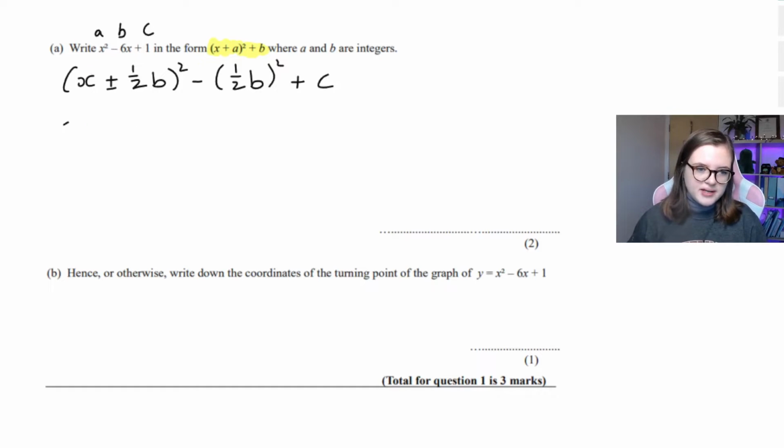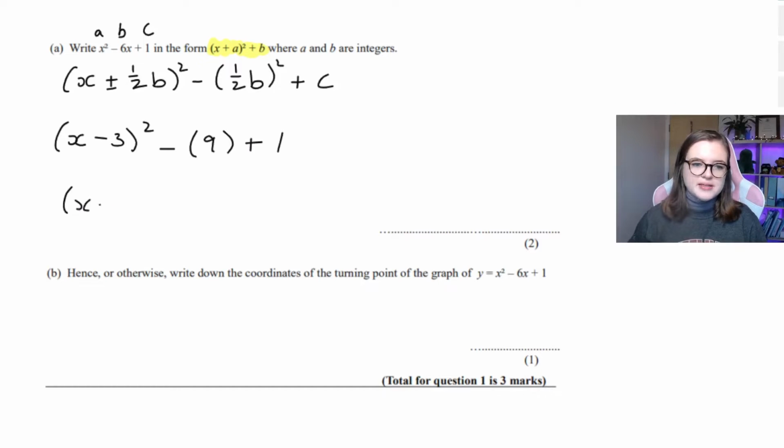So same layout as you would labelling for the quadratic formula, for example. And then let's fill it in. So we get x, then half of b, which is minus 3, all squared, take away, and then what is that? Half of b is minus 3 squared, which is 9, and then plus 1. And then we get x minus 3 squared minus 9 plus 1, minus 8. And that is your final answer. x minus 3 all squared minus 8.